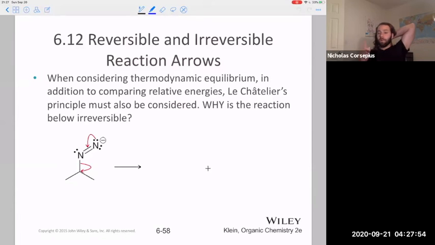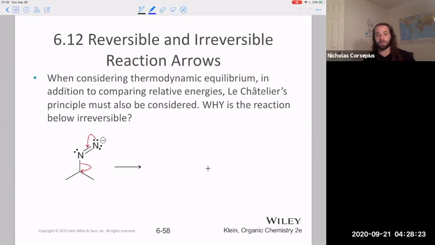Now there's one more last kind of weird category of the irreversible reactions, and that has to do with Le Chatelier's principle. Remember, this is like a blast from Gen Chem. Le Chatelier's principle says that you can drive a reaction in one direction or the other by, for example, driving it towards the products by adding more reactant, or towards the reactant by adding more product, or towards the products by removing products as the reaction goes on.